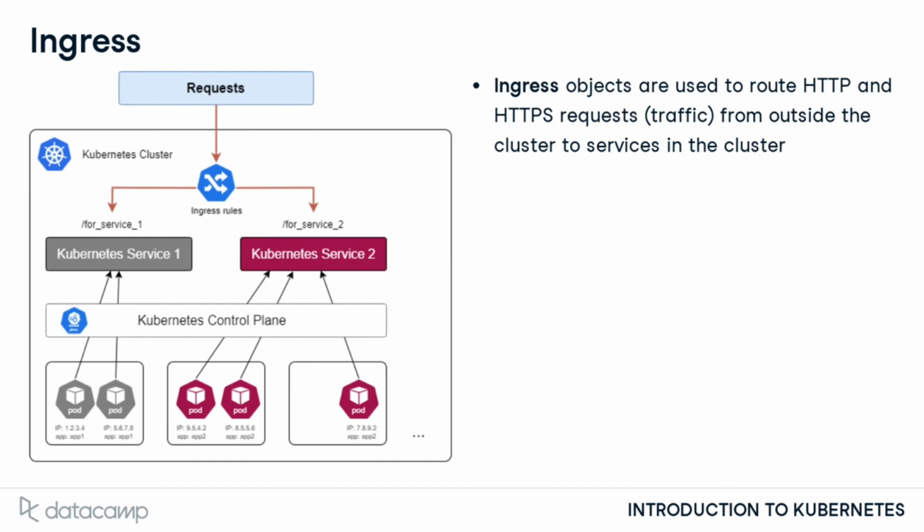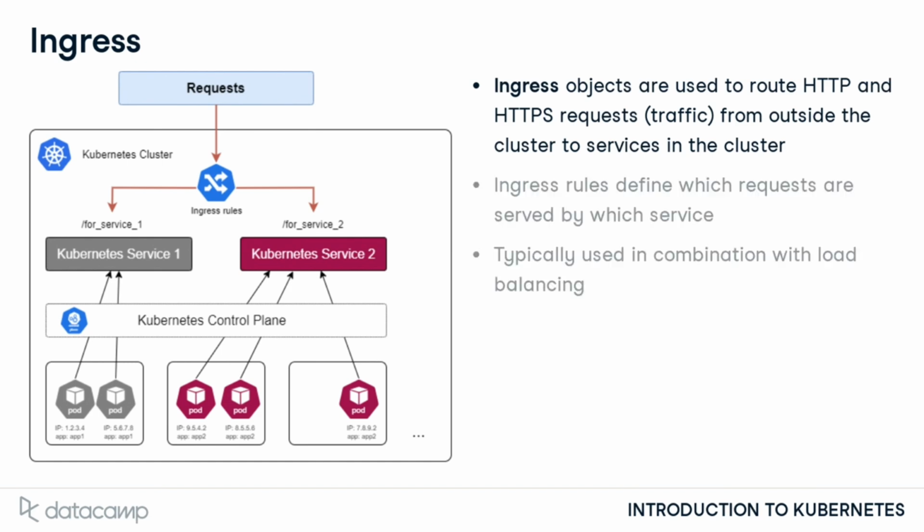Let's finish networking with a few words on ingress. Ingress allows us to route HTTP and HTTPS traffic to services. This is done by rules that define which service is used by which requests. In our example, the ingress rules route requests for endpoint /for_service_1 to Kubernetes service 1 and requests for endpoint /for_service_2 to Kubernetes service 2. The respective pods finally serve these requests.